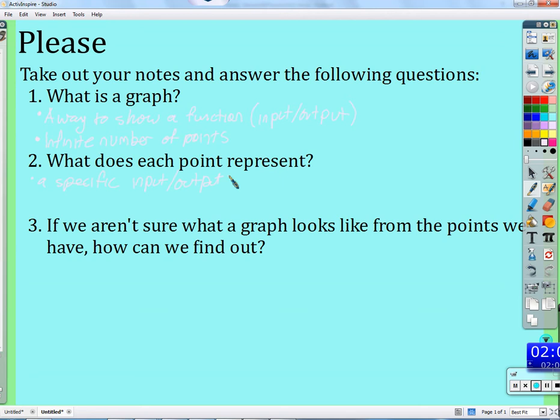So if we're trying to draw a graph and don't know what it looks like, what do you do? Plot more points. Plot more points by doing what? By plugging more numbers in for X and getting more numbers for Y. Yes, totally, exactly.